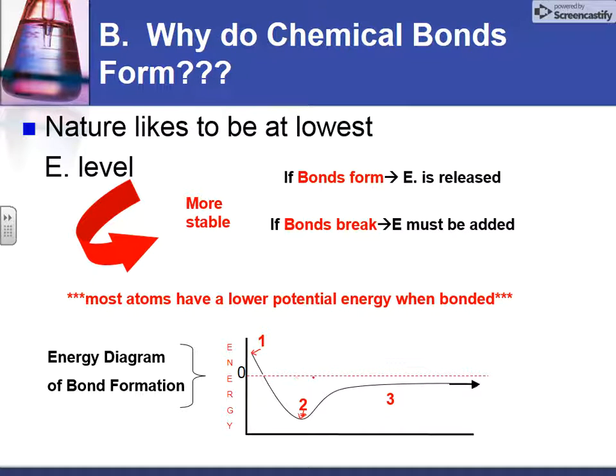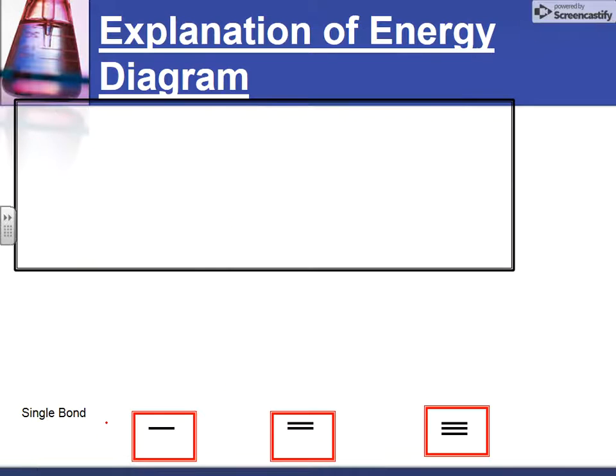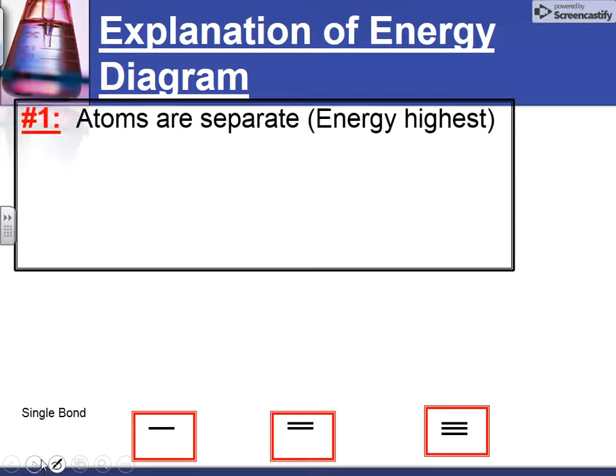It does stay below this red line that I've extrapolated across my graph here. As long as the energy stays below that red line, which I'm just designating as a reference point, 0 potential energy, then the atoms will remain bonded. The only way you could break the bond is to add enough energy to bring it above this line, and that's what I was mentioning earlier: if bonds break, energy has to be added. On the next slide, we're going to talk about why it's happening at points 1, 2, and 3, so the explanation of the energy diagram.